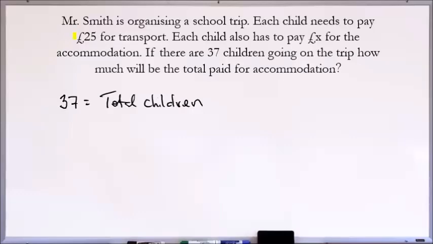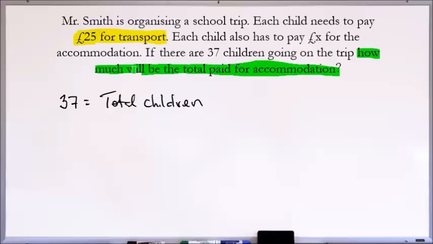Now we have £25 for transport here, but the question is not asking about transport. The question is after accommodation. Here we have accommodation. So it says how much will be paid for accommodation. So you don't have to waste your time.